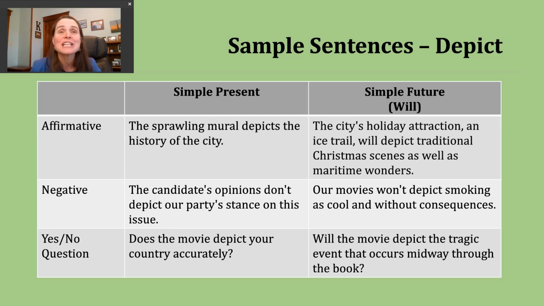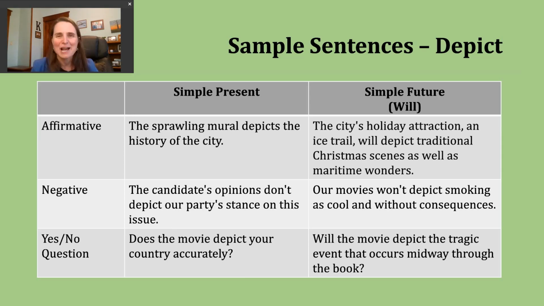Now let's move on to the simple future. Today we're going to make sentences with will. Will is commonly used when people are making promises and predictions. They'll use it with offers. It's a little less common with plans, but it still happens.